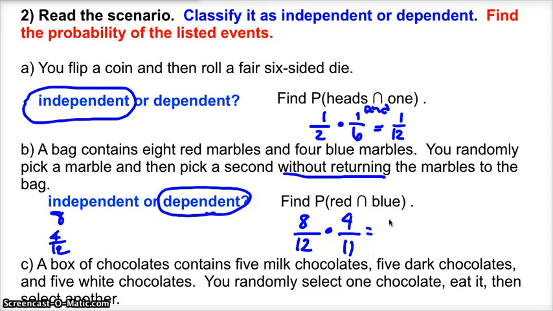So multiplying fractions, we multiply tops with tops, and bottoms with bottoms.